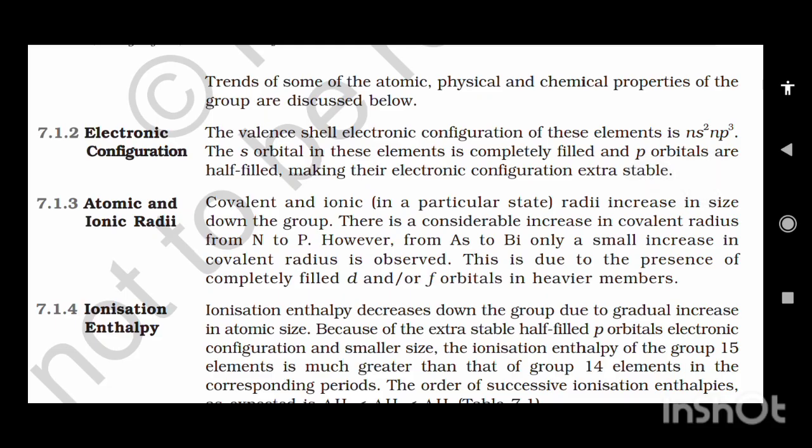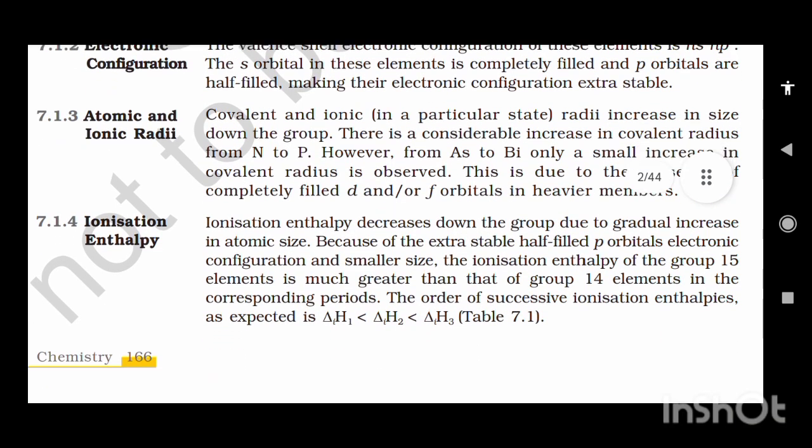Covalent and ionic radii increase in size down the group. There is a considerable increase in covalent radius from nitrogen to phosphorus. However, from arsenic to bismuth, only a small increase in the covalent radius is observed. This is due to the presence of completely filled d and f orbitals in the heavier members.